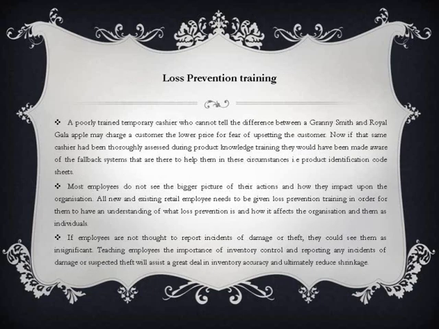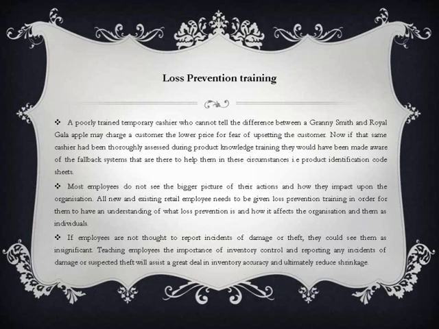Loss prevention training. A poorly trained temporary cashier who cannot tell the difference between a Granny Smith and Royal Gala apple may charge a customer the lower price for fear of upsetting the customer. Now, if that same cashier had been thoroughly assessed during product knowledge training, they would have been made aware of the fallback systems that are there to help them in these circumstances, i.e.